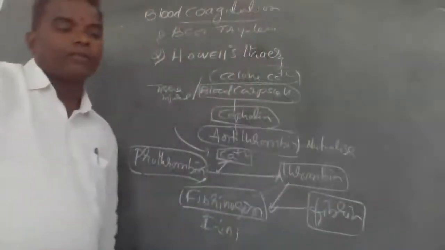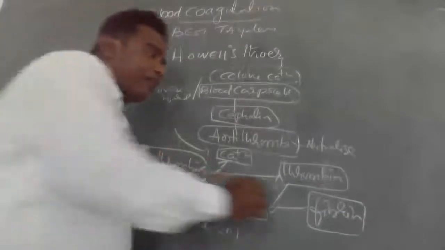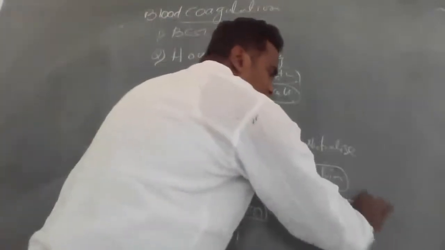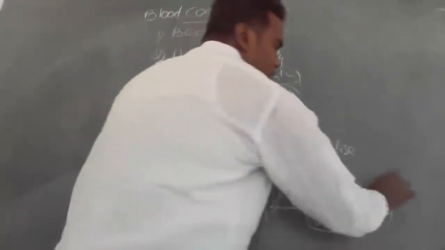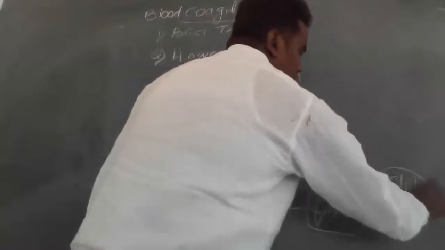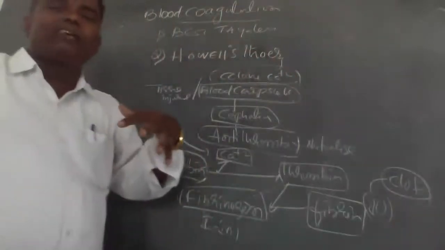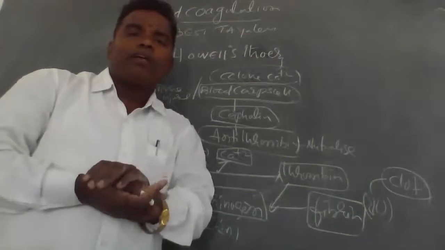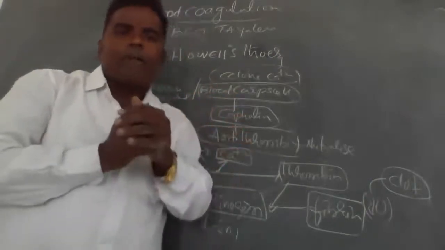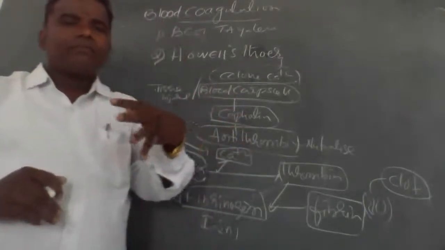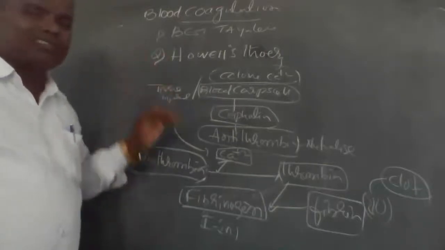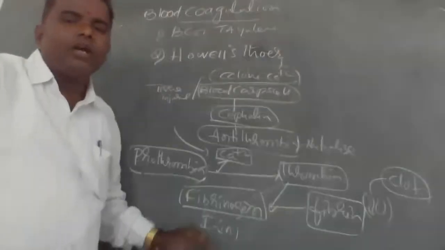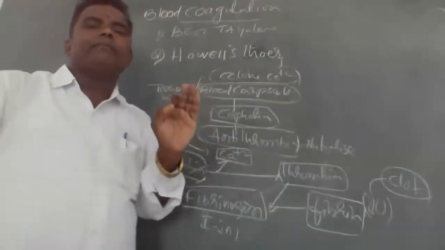Factors are formed. Okay, so this group of fibrin threads is formed. That is called a clot. The clot should be sealed, a plug should be formed, and the bleeding should be stopped. So this is the mechanism of Howell's theory. This mechanism of Howell's theory is very, very important.